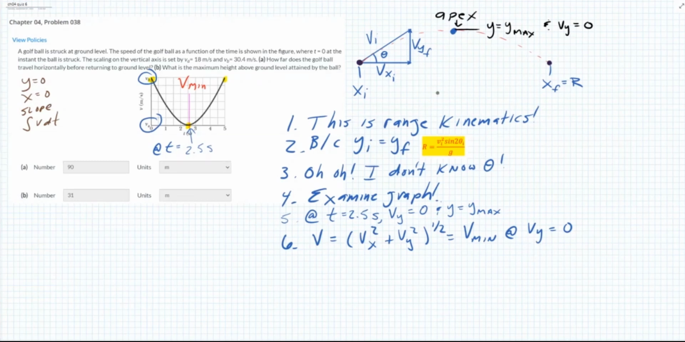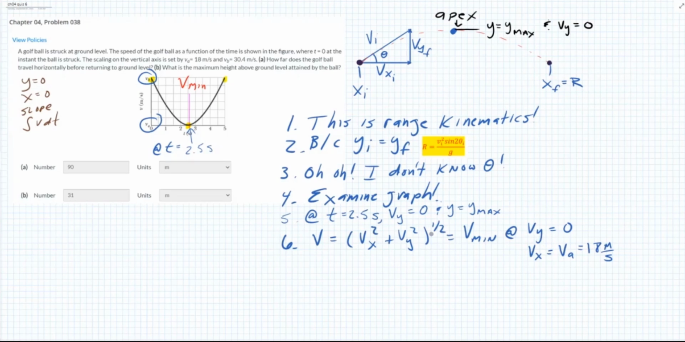Vx equals whatever it says on the graph. Vx equals Va. And for me, Va is given as 18 meters per second. So that's pretty good to know. I know at that particular point, and again, I know the time. So you know what I'm going to do?